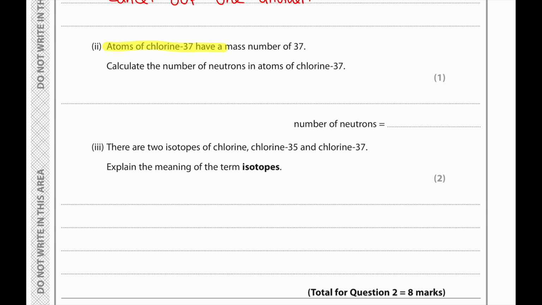Atoms of chlorine 37 have a mass number of 37. Calculate the number of neutrons in the atoms of chlorine 37. Mass number minus the number of protons is equal to the number of neutrons. So it consists of 20 neutrons.